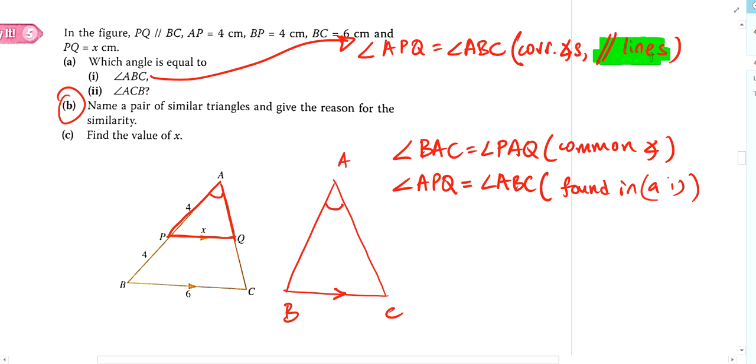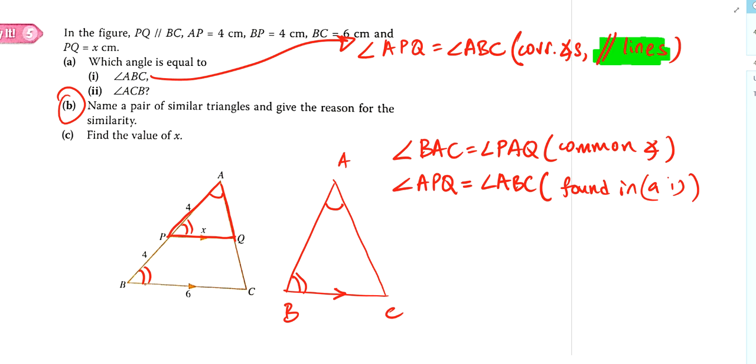So remember what I wrote down on the board yesterday, one whole list of reasons. You are supposed to know every single one of them. Okay, I've got 2 angles already. What now? AQP equals to ACB, is it? Okay. What do the rest think?